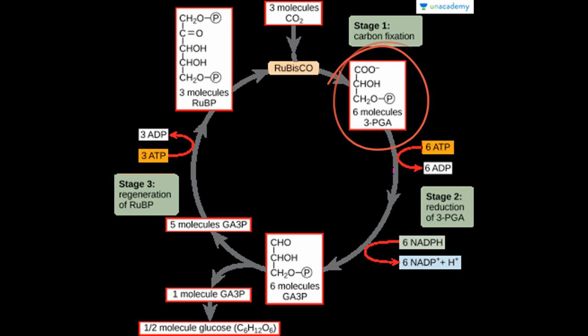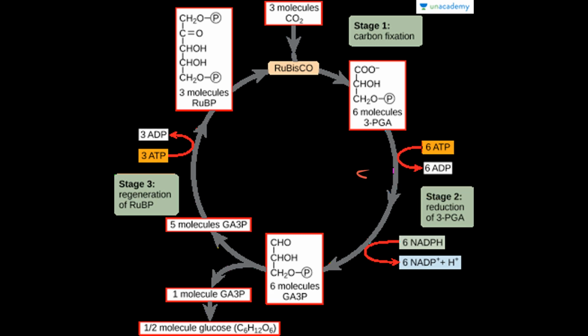Now what happens in the second stage is that phosphorylation of 3-PGA occurs, where 6 molecules of ATP are converted into 6 molecules of ADP by losing 6 phosphates, and the compound being formed is phosphoglyceraldehyde.